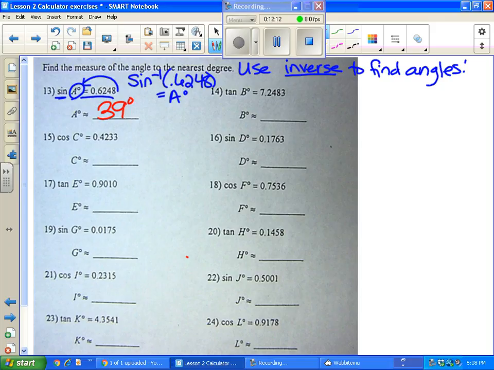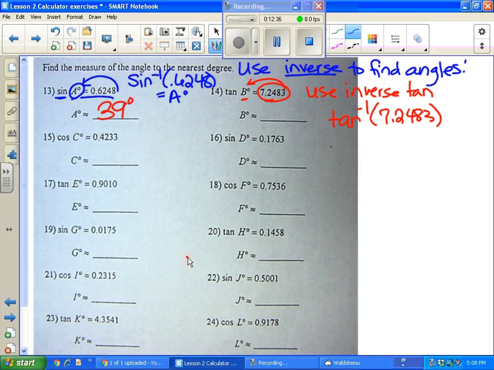All right, 14 says tangent of B. So I know the tangent ratio of whatever angle B is turns out to be this. It's like I have the answer. How do I work backwards to get the angle? The answer is use inverse, okay? And this time I'm going to use inverse tangent. So that's a tangent with a little -1 above it of the answer, 7.2483. And that's what I'm going to type on my calculator.